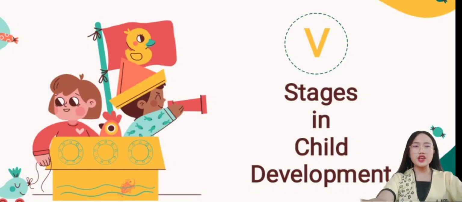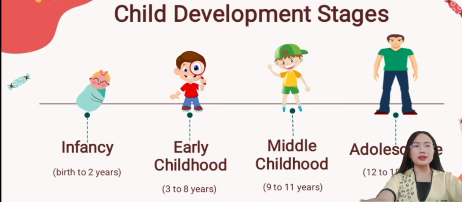Now, let's proceed to stages in child development. Stages, along with age, are used as ranges to mark significant periods in the human development timeline. In each of these stages, growth and development occur in four domains. By the way, there are four stages in child development.